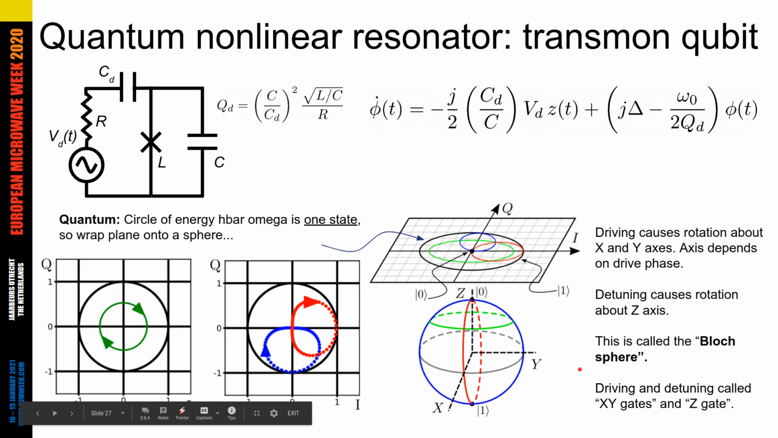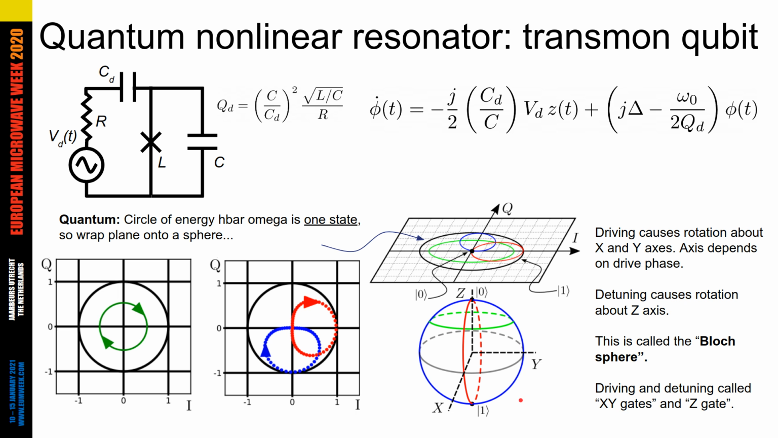You'll also hear some other terminology. Because detuning causes the trajectory to go around in circles around the z-axis in this sphere picture, we call those z-gates. And gates that rotate around the x or y-axes we call xy gates. And in the qubit case, rotating around the sphere from the 0 state around to the 1 state, that's just a not operation. It goes from 0 to 1, which is a state with 0 energy, to a state with 1 unit of quantum energy. Those 2 states are the 2 logical states of the qubit.